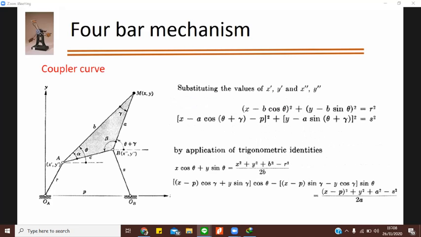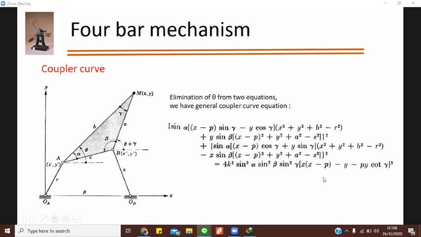So what we will do now, we will try to eliminate theta from there. For elimination of theta from the two equations, we get the general coupler curve. So when we eliminate theta, we will get the general coupler curve. So how will you eliminate theta? So theta is nothing but this.